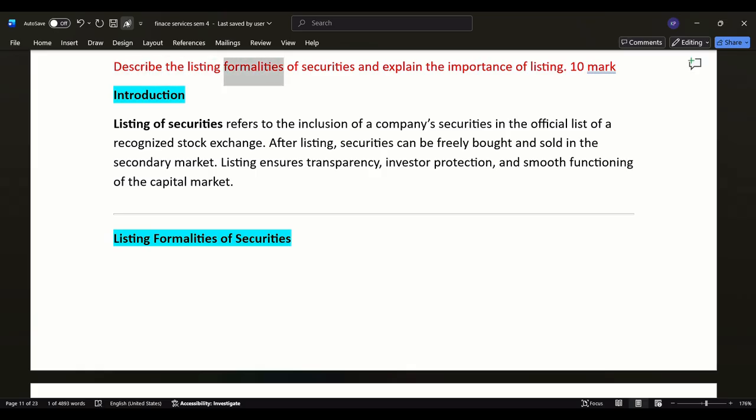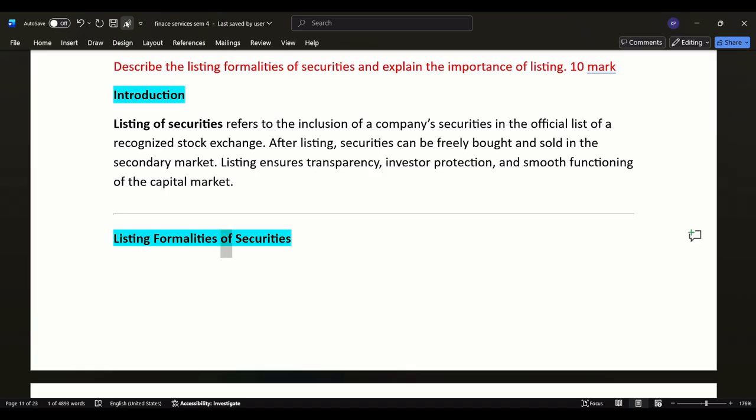Describe the listing formalities of securities and explain the importance of listing. 10 mark. Introduction. Listing of securities refers to the inclusion of a company's securities in the official list of a recognized stock exchange. After listing, securities can be freely bought and sold in the secondary market. Listing ensures transparency, investor protection, and smooth functioning of the capital market.